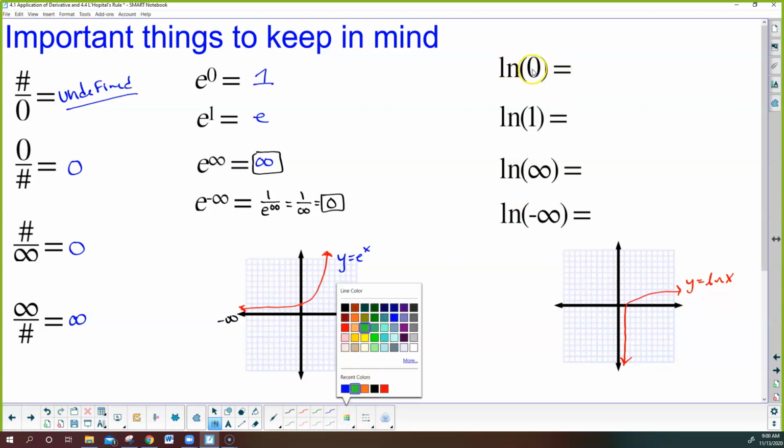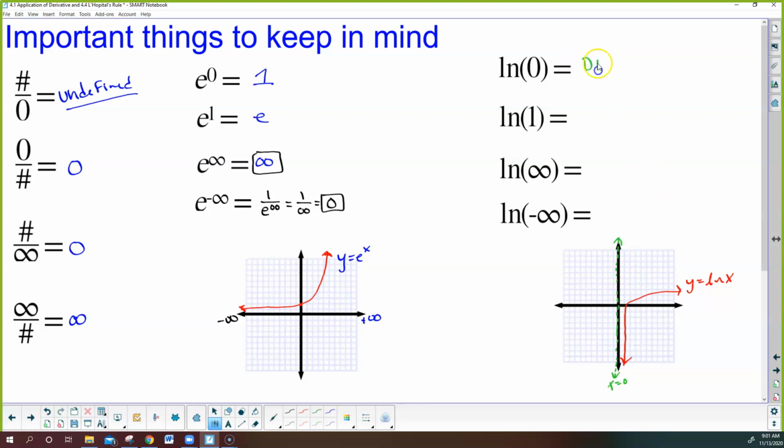What is the natural log at x equals 0? Well, at x equals 0, there's an asymptote. There's a vertical asymptote, which means this is undefined or it does not exist. Right? And then what about when x is equal to 1? Well, that's right where this crosses. So that's equal to 0.